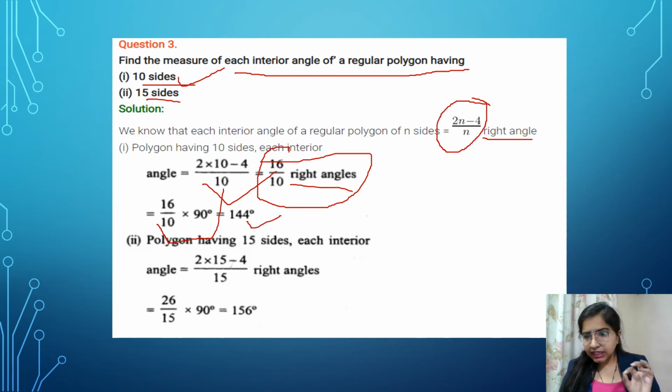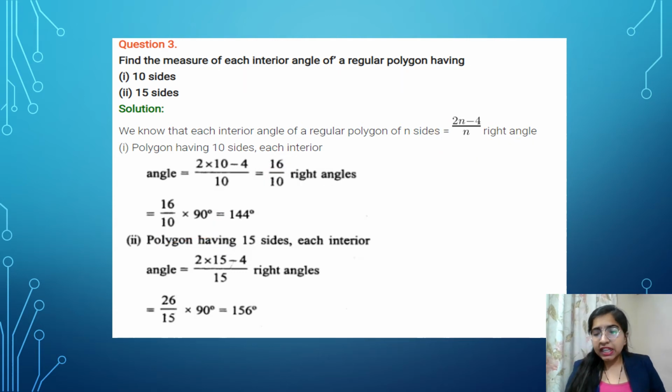Hope you are getting. In this question, you have to learn only this formula, and the formula is (2n minus 4) divided by n, right angle. Clear, all of you? So the next part is 15 sides. Same thing you have to do. At the place of n, you have to put the value n equals 15. That's it. So (2n minus 4) divided by n is the formula. n means 15, 2 into 15 minus 4 divided by 15, into right angles, means into 90, is equal to 156 degree. Getting, all of you?